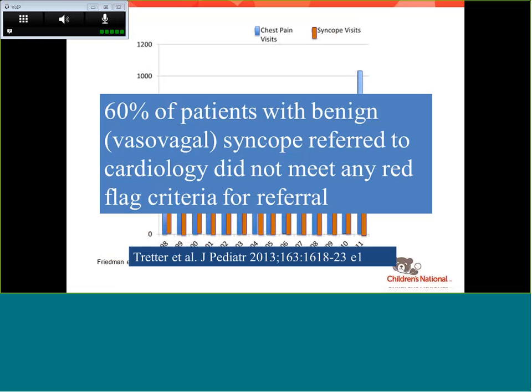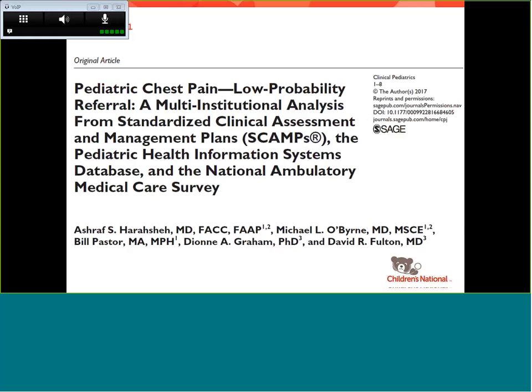Now, Dr. Rayelen Cavey from Rochester and her fellow looked at patients who presented to cardiology with a chief complaint of syncope. And what she found is that 60% of those who had a benign vasovagal syncope did not have any medical red flag criteria for referral. This is why we decided to conduct our first project.